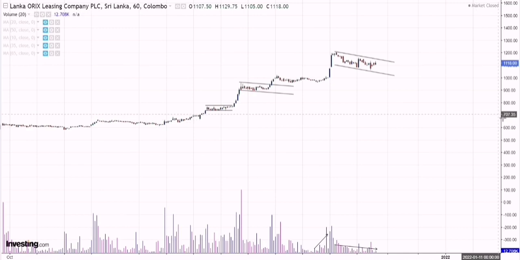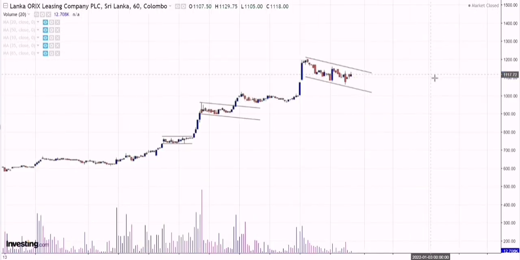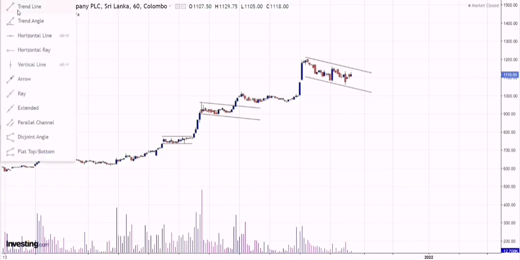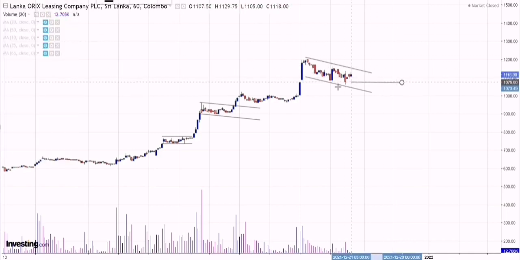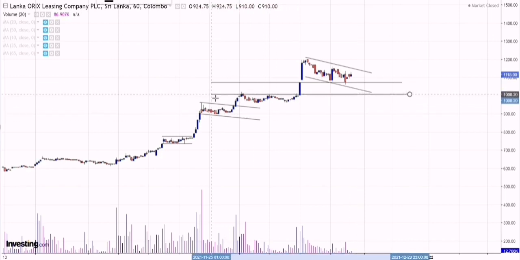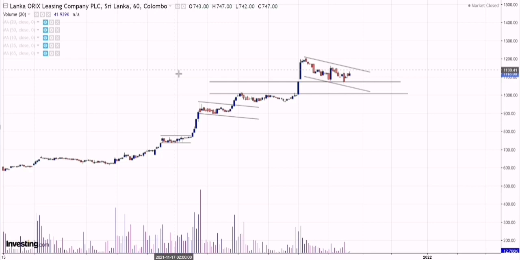Roughly, a stop level can be either of two points. Either you can have your stop level below 1075, or for a worst case stop, you can have your stop below around 1000. 1000 is a psychological number as well, and it is horizontal support as well. So there is a confluence of reasons why it would act as support.